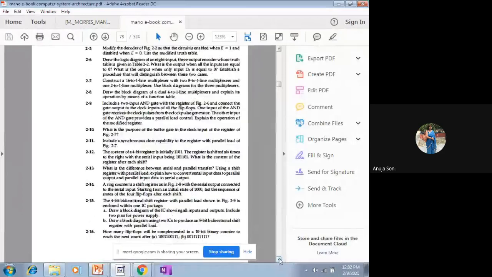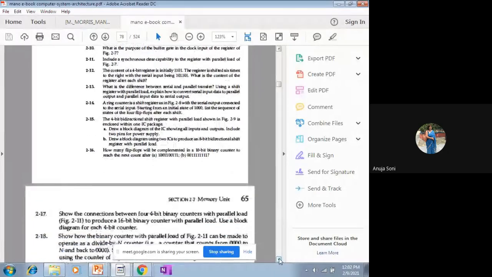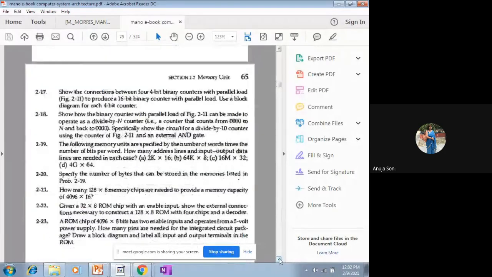Now I am coming to the lower side of this chapter. That means a few more questions are there that we need to discuss, specifically question number 19. It's a similar kind of question as explained in chapter 5. The following memory units are specified by the number of words times the number of bits per word. Here the memory size is given. I earlier told you how the memory size is given in the 5th chapter as well.